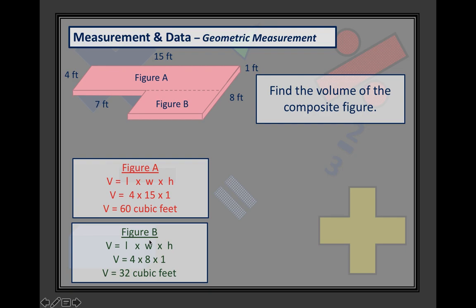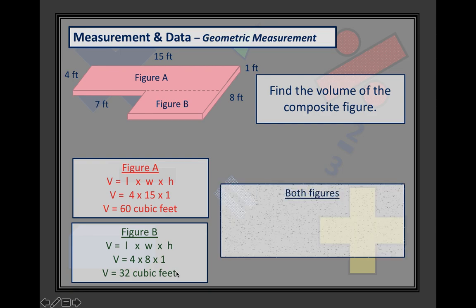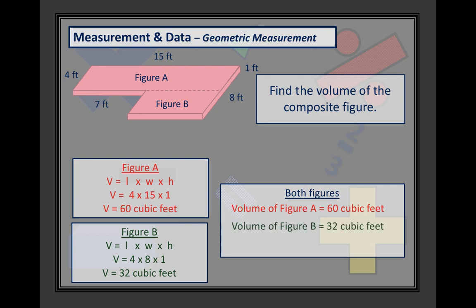So again, we've got a length of 4, a width of 8, and a height of 1. When I do 8 times 4, I get 32. I do 32 times 1, I get 32 again. It's volume, so it's cubic units, and we're dealing with feet, so we have 32 cubic feet total there. When we look at the volume of figure A at 60 cubic feet and the volume of figure B at 32 cubic feet, all that's left to do is to combine them. So 60 plus 32 equals 92 cubic feet.